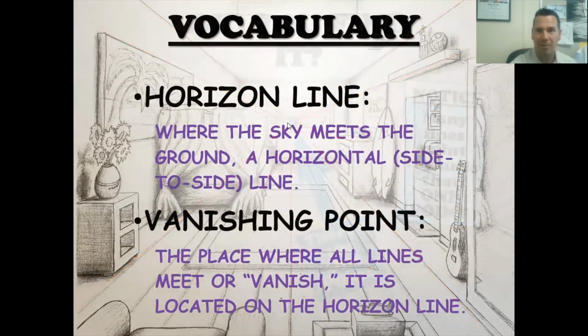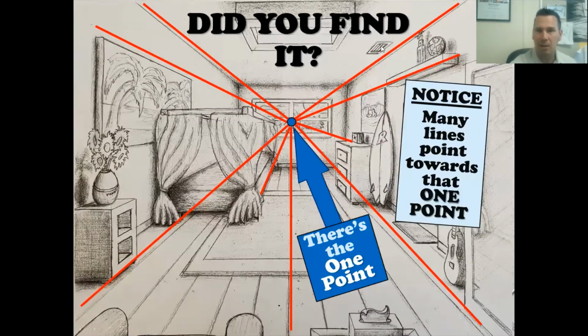Whoa, that was an accident. Even the, what would you call it, air-conditioned vent, those lines are pointing towards the vanishing point. The picture, pointing towards the vanishing point right here. The bookshelf up here, pointing towards the vanishing point. All these lines, and the carpet and the floor, the ceiling pointing towards the vanishing point.